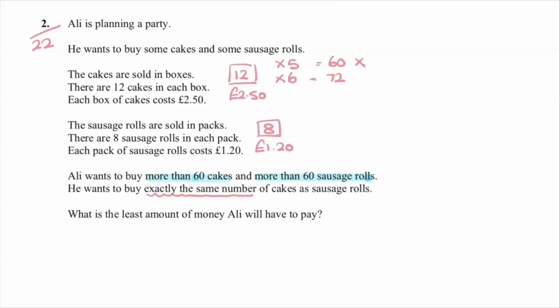I know it's got to be the same. So can I times my 8 by anything to equal 72? And I can check that in my calculator, or if I know my 8 times table, I will know that it is times by 9. So now all I've got to do is work out the cost. The least amount of money that Ali will have to pay is the cost of 6 packs of cakes. So I'm going to times my £2.50 by 6, which gets me 15. My £1.20 by 9, which gets me £10.80. And to finish off, we just add those 2 totals together.